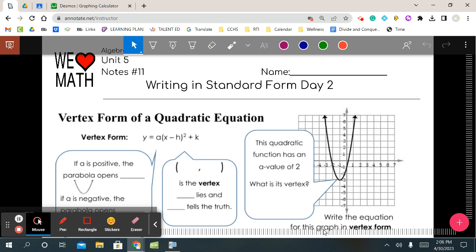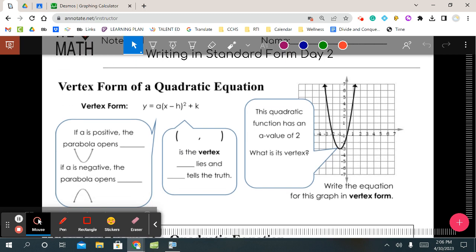So first thing is, let's review our vertex form, sorry. So this is our equation for vertex form. Remember that A value tells you quite a bit. If the A value is positive, it opens up. And if the A value is negative, it opens down. That vertex, H, K, tells us our H and our K value. Remember, H lies, K tells the truth.